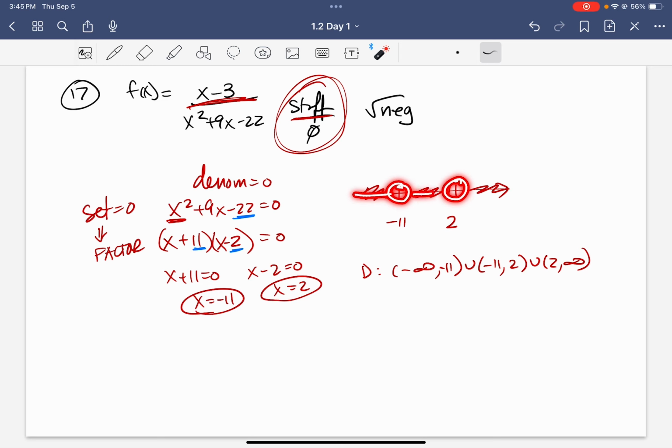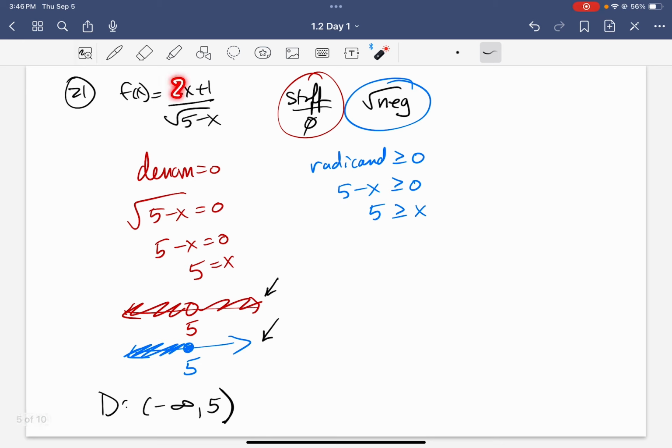So on my number line, I would put holes there at -11 and at 2, and you're allowed to be anything else except those two values. Well, that would just mean that this interval is written like this, this interval is written like this, and the last interval is written like this. Notice they're all open because we do not include any points.